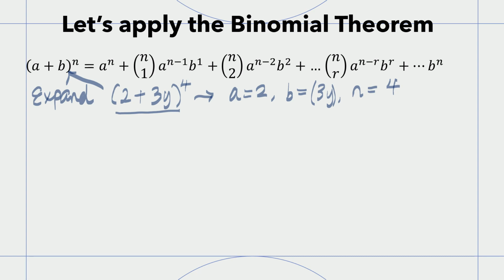Okay, so let's continue. So we have 2 plus. Alright, so the first term is a to the power of n. So my a is 2. So it's 2 to the power of 4.